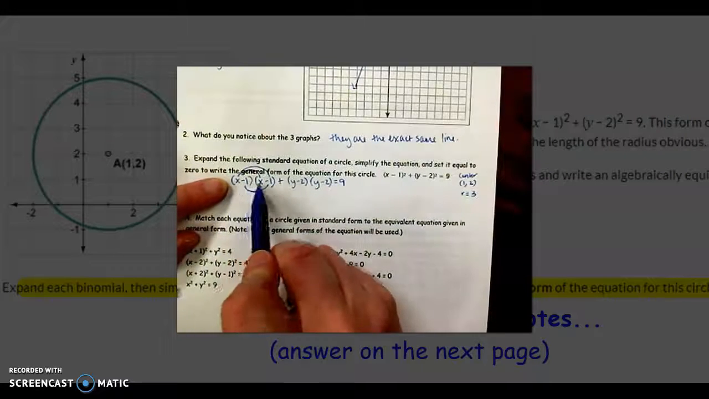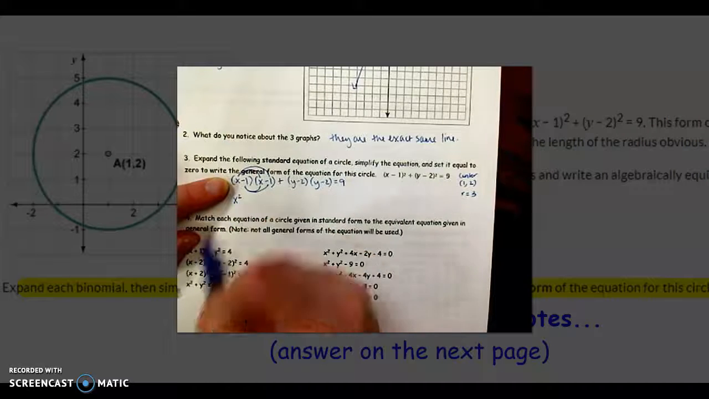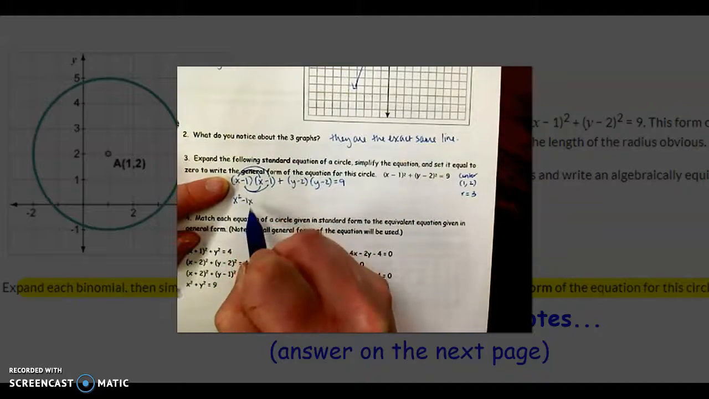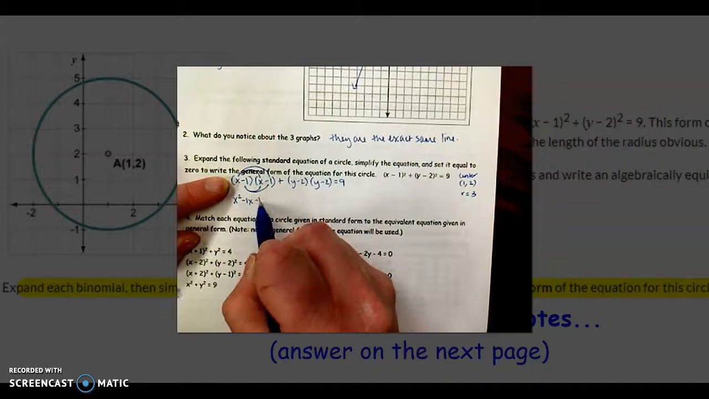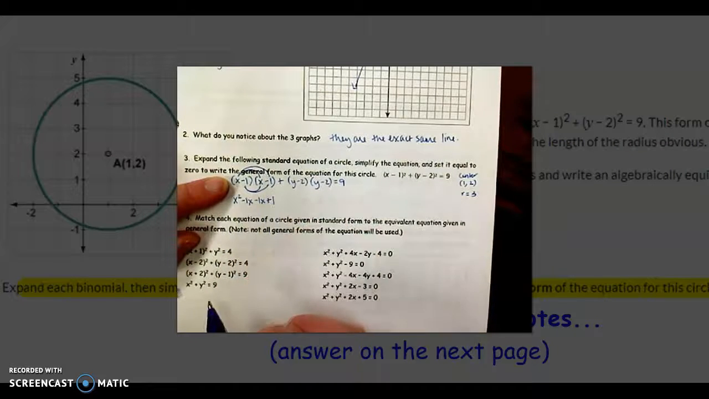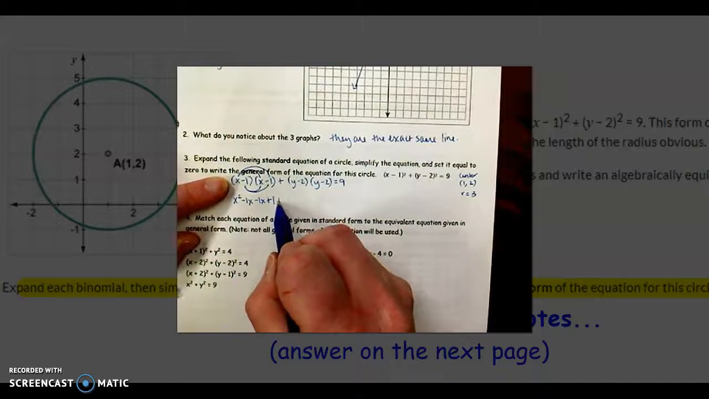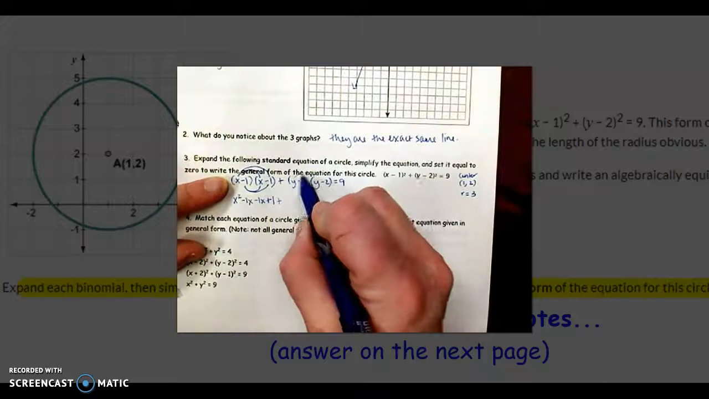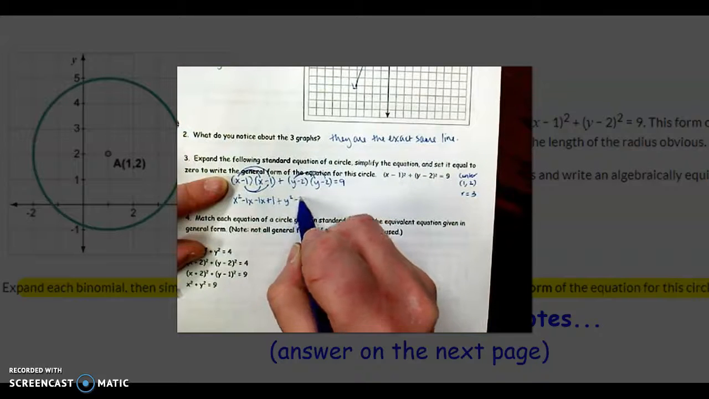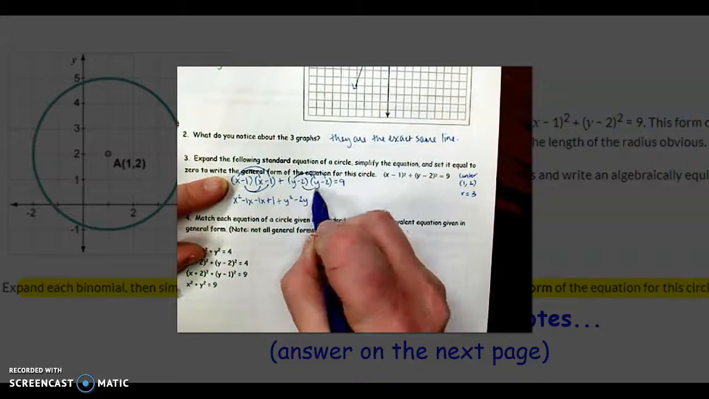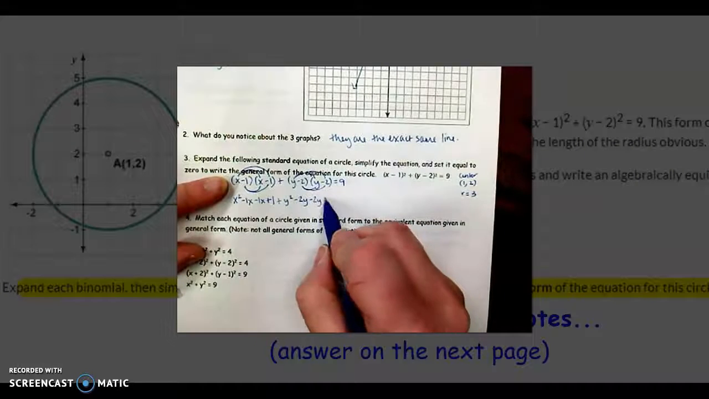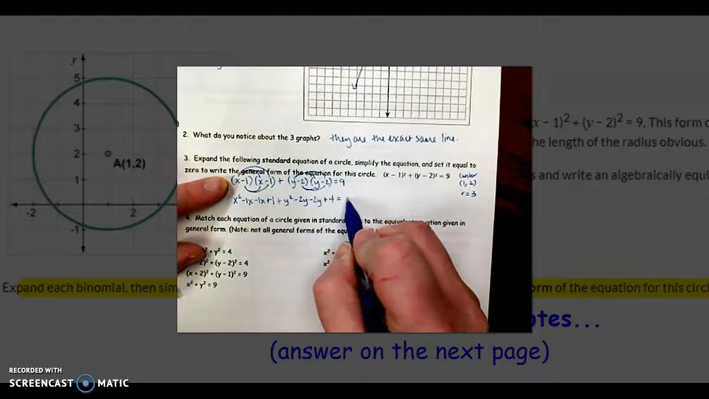So x times x, remember, add those exponents, is x². X times -1 is -1x. -1 times x is another -1x. And -1 times -1 is +1. Plus, I have to distribute here. Y times y is y². Y times -2 is -2y. -2 times y is another -2y. And -2 times -2 is +4.